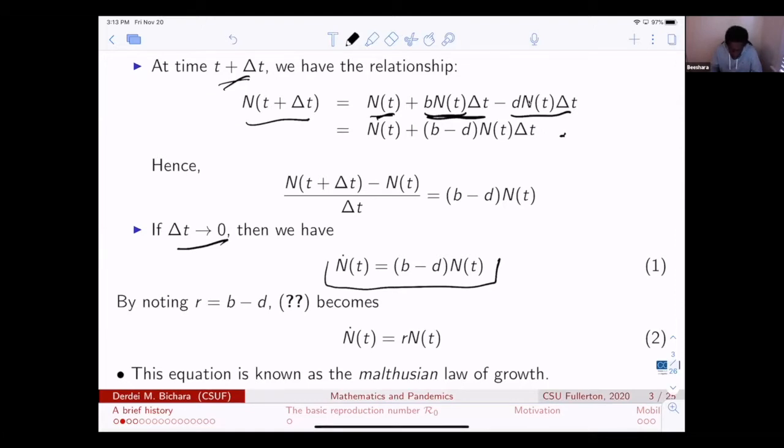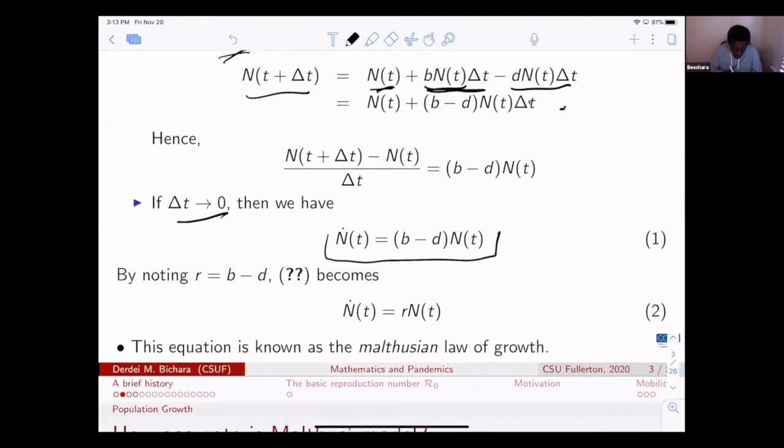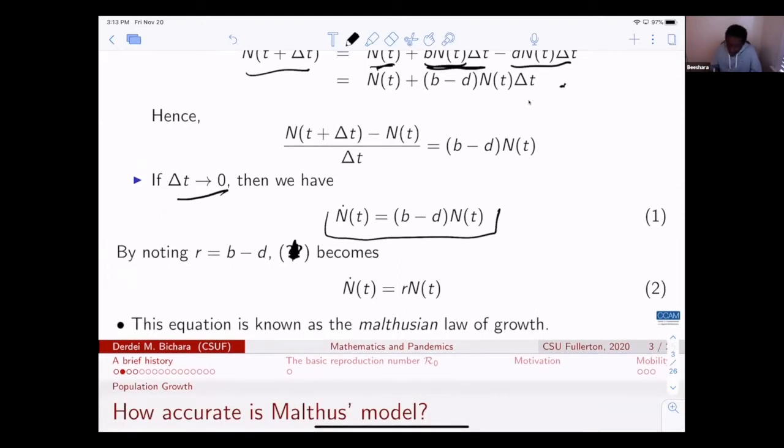If we let r equal b minus d, the birth rate minus the death rate, this will give us the growth rate. And we'll have a nice first order differential equation, n dot equal to r n. This is a very simple model, of course, and the idea is people try to see how this fits the actual values. Of course, all of these are approximations.